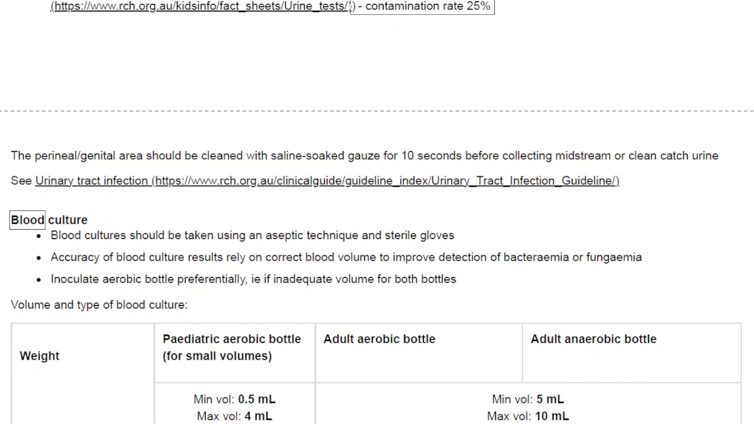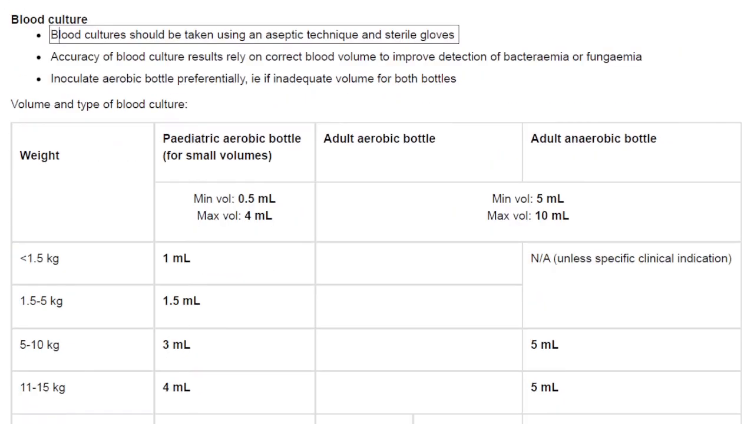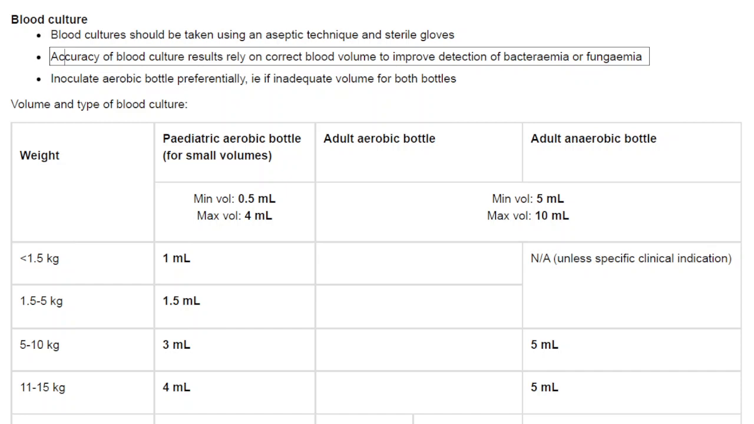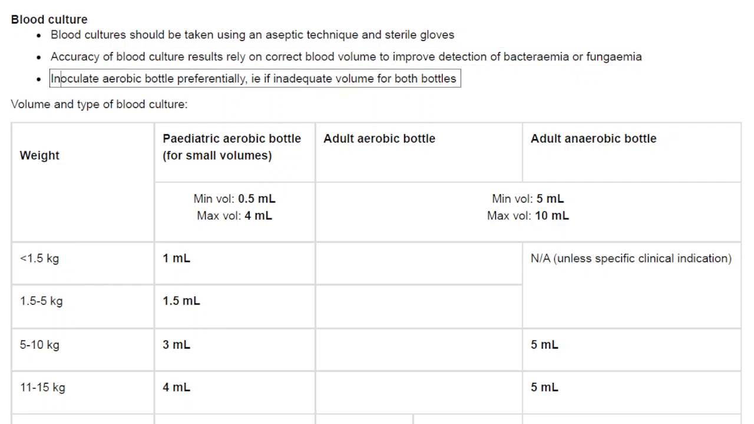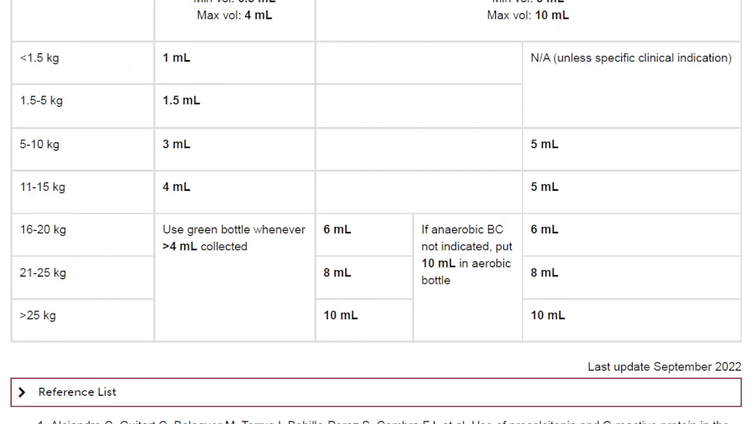Blood culture. Blood cultures should be taken using an aseptic technique and sterile gloves. Accuracy of blood culture results relies on correct blood volume to improve detection of bacteremia or fungemia. Inoculate aerobic bottle preferentially, i.e. if inadequate volume for both bottles. Volume and type of blood culture. Weight. Pediatric aerobic bottle. Adult aerobic bottle. Adult anaerobic bottle. For small volumes, pediatric aerobic bottle.